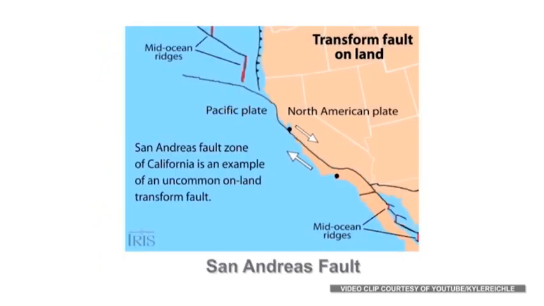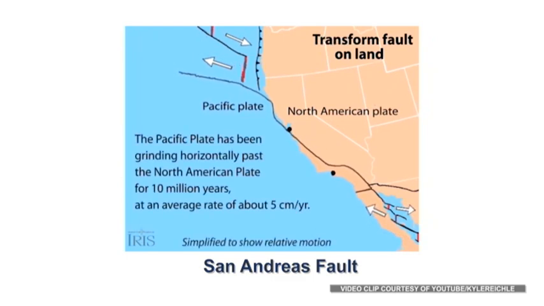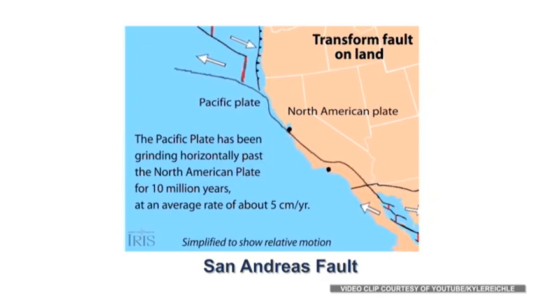One of the world's most well-known faults is the San Andreas Fault, which separates the Pacific Plate from the North American Plate. It goes through the cities of San Francisco and Los Angeles in California, and is the main reason why earthquakes are so common in these cities.